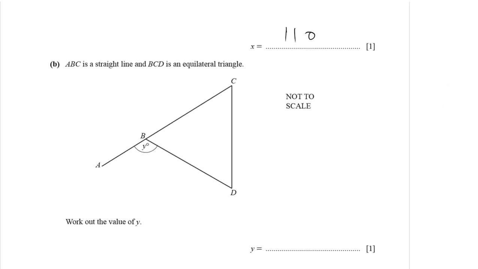Straight line, as they say, it is an equilateral triangle, so all angles are 60, and as it is a straight line, angle is 180, so y would be 120.